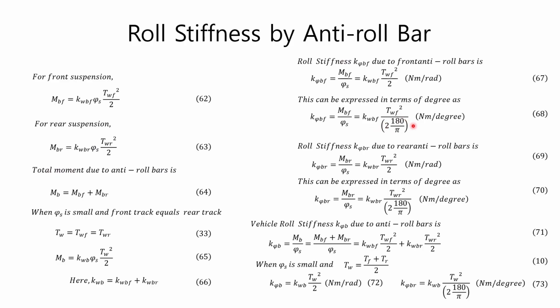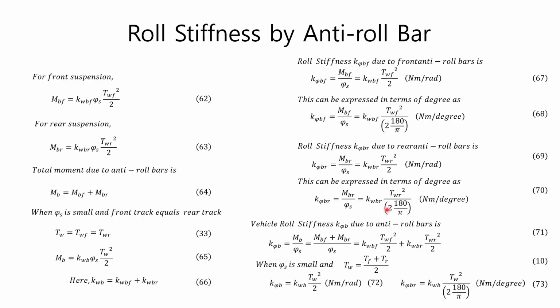In the same way, the stiffness of the rear anti-roll bar can be expressed by the second term of equation 69. If equation 63 is substituted into the numerator, MBF of the second term of equation 69, the third term of equation 69 can be obtained. If this is expressed in degrees, it can be expressed as equation 70.